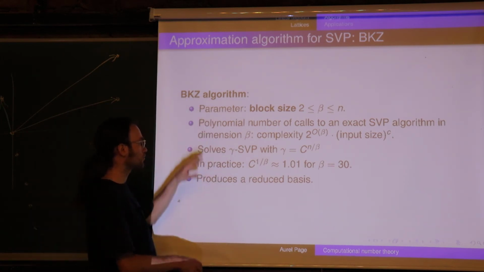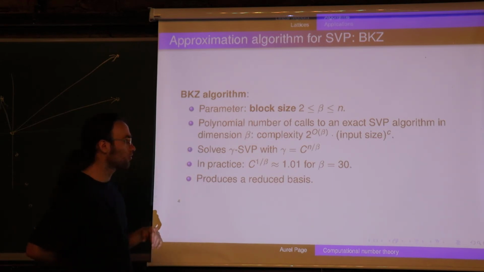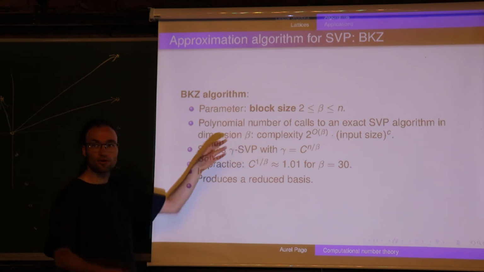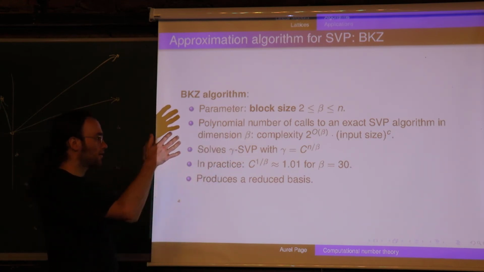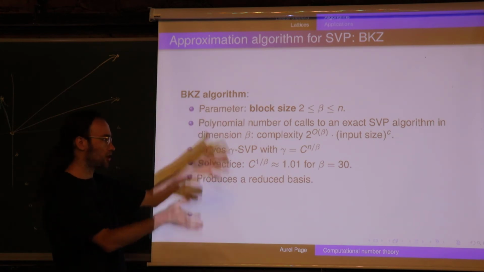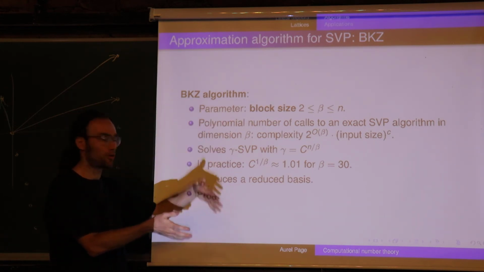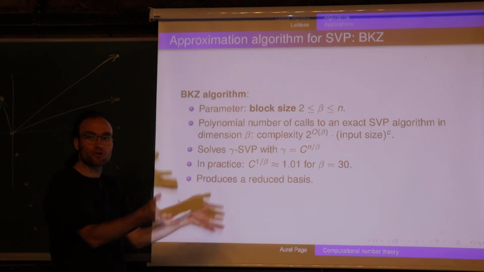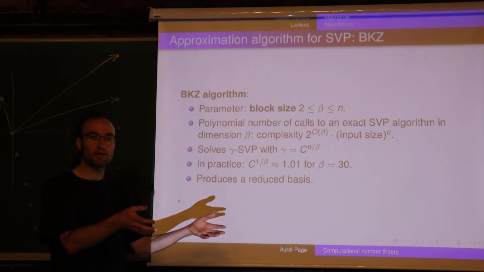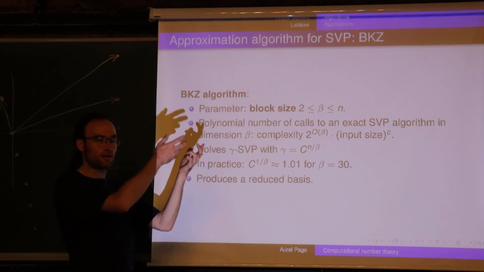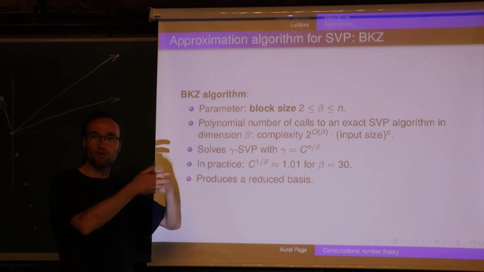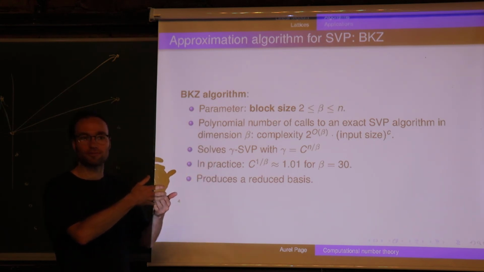And it's going to make a polynomial number of calls to an exact SVP solver in dimension beta. So it's going to take a set of beta vectors and project them to a quotient space to produce a lattice in dimension beta, solve the shortest vector problem there, and from these short vectors, lift them back to the original lattice and use that to improve the basis over and over and over.